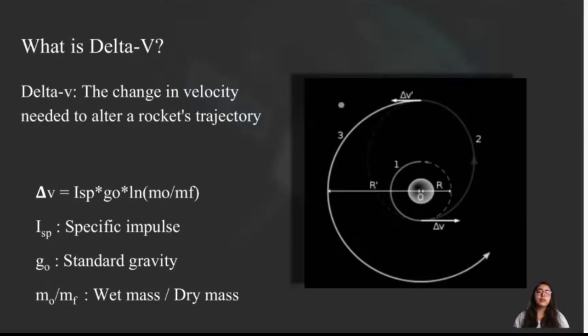Here is what the components represent. Specific impulse (ISP) refers to the efficiency of the rocket engine. Standard gravity g0 is the gravitational acceleration of the celestial body, such as Earth's gravity, that is 9.81 meters per second squared. What is m0? Wet mass. It is the total mass of the rocket including fuel, and mf is the dry mass, which is the mass of the rocket after the fuel has been consumed.